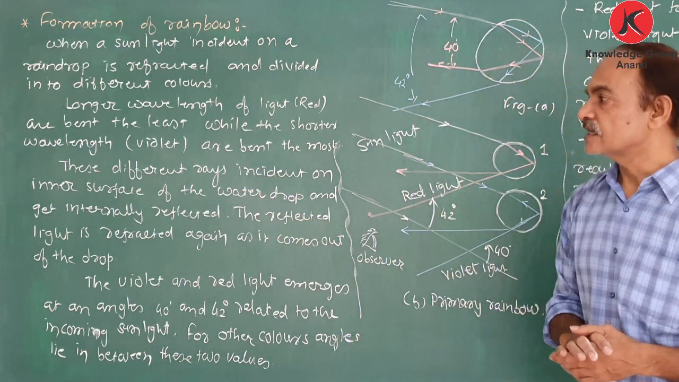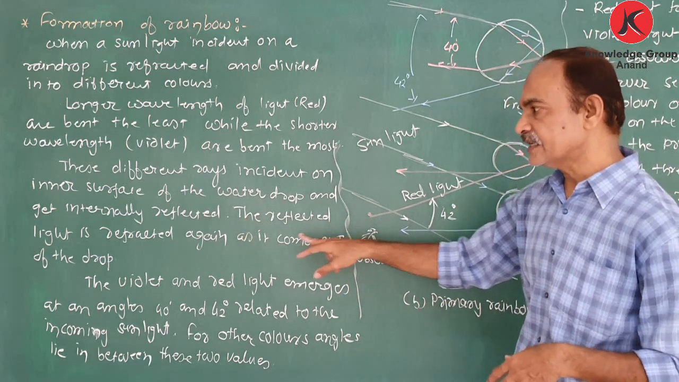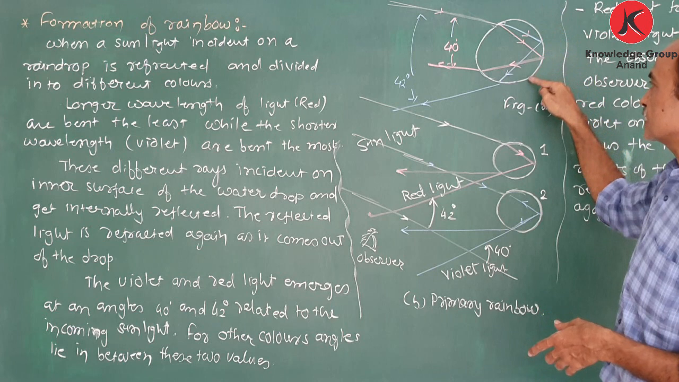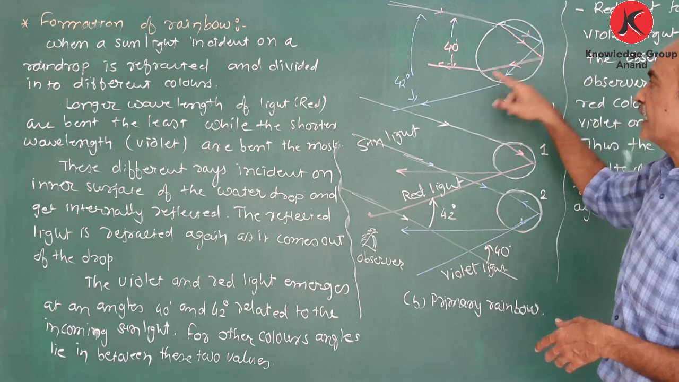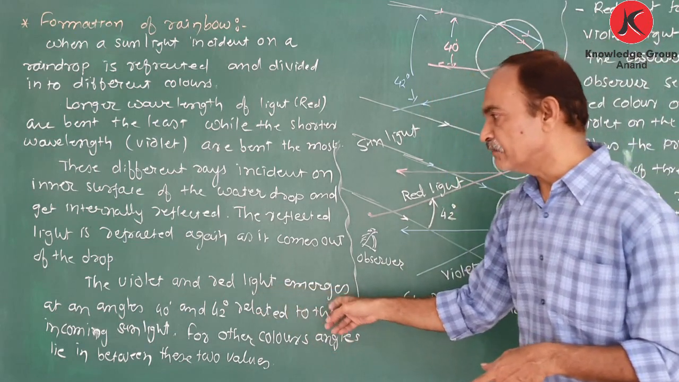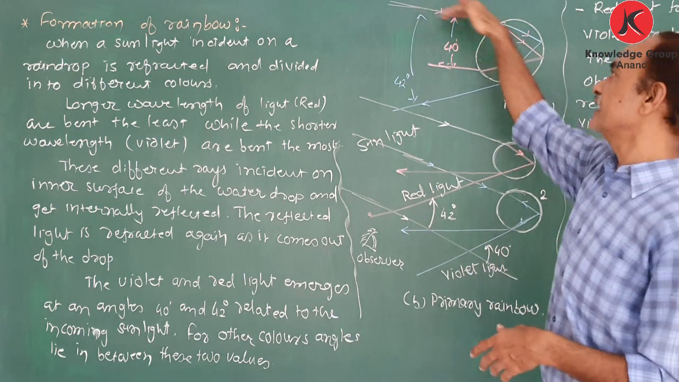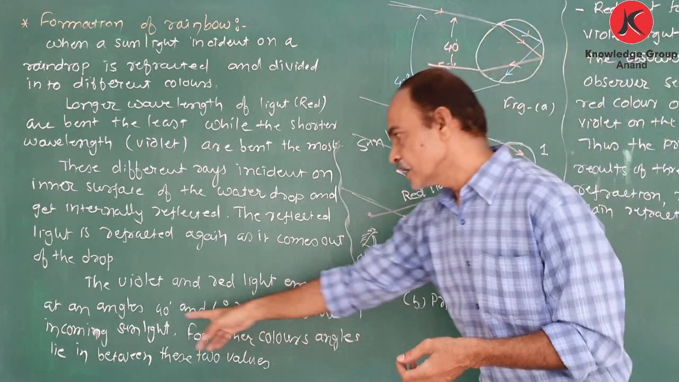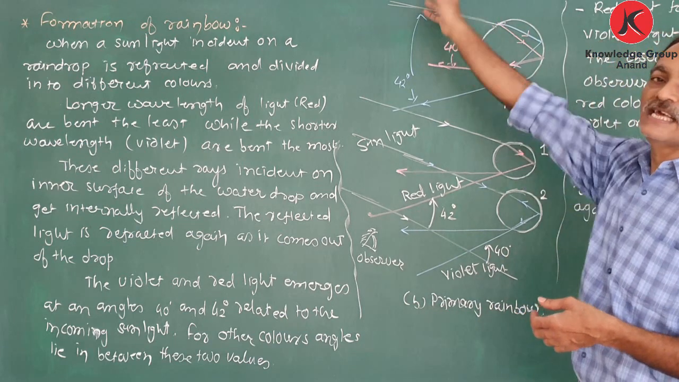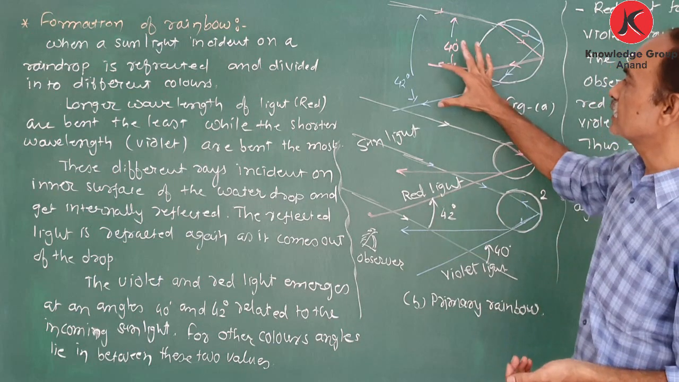These different rays are incident on the inner surface of the water drop and get internally reflected, and the light is refracted again as it comes out of the drop. These different colors are incident on the other surface of the water drop, internally reflected, and again refracted at the other surface of the water droplet when they come out. The violet and red light emerge at the angle of violet at 40 and red at 42 degrees with the direction of the incoming sunlight. For other colors, the angle lies in between these two values. The other colors like yellow and green all lie between 40 to 42 degrees. Therefore, all the colors lie in this spectrum.